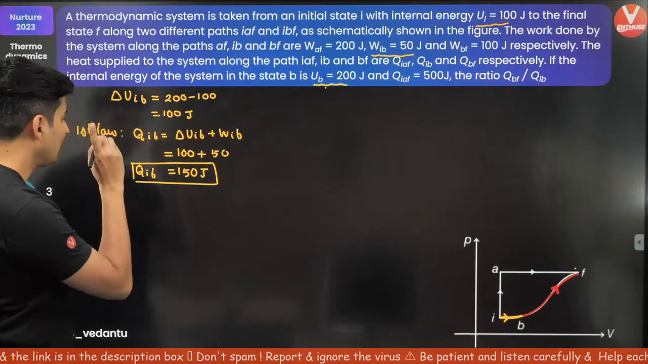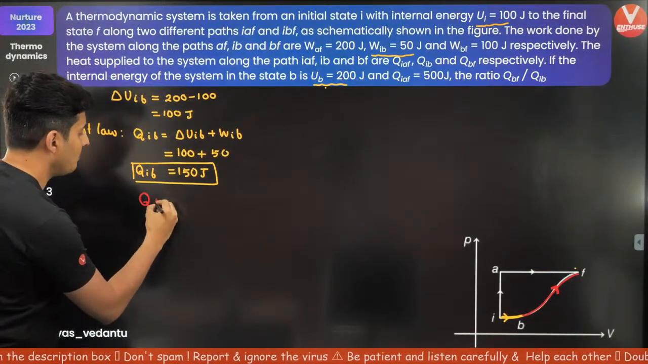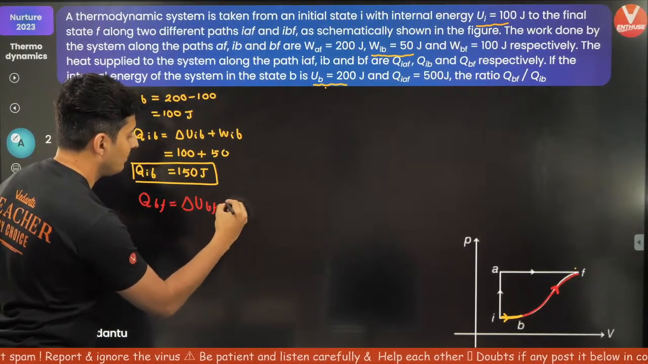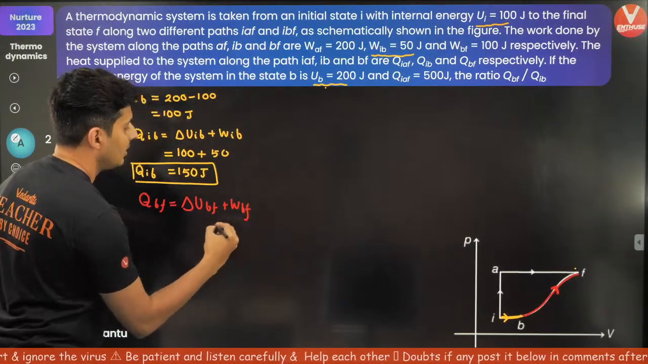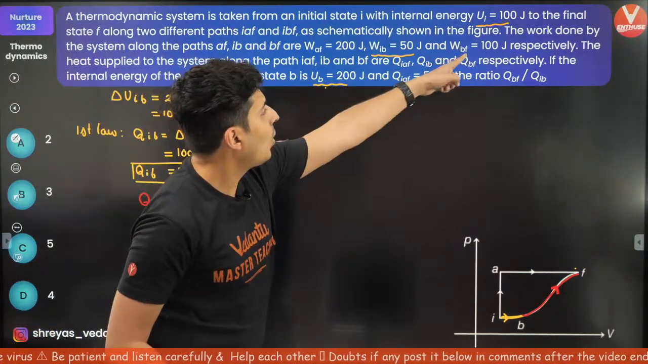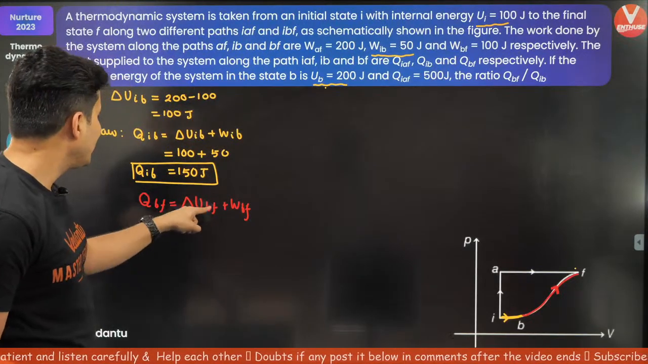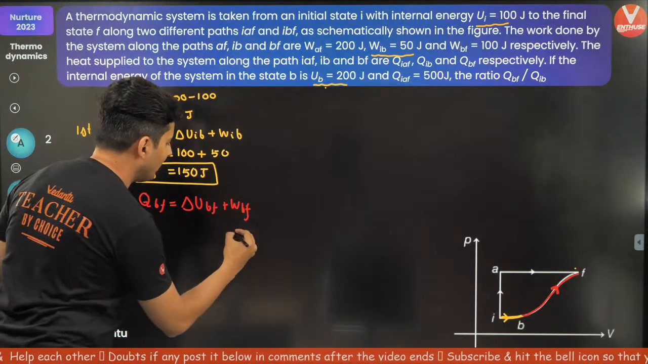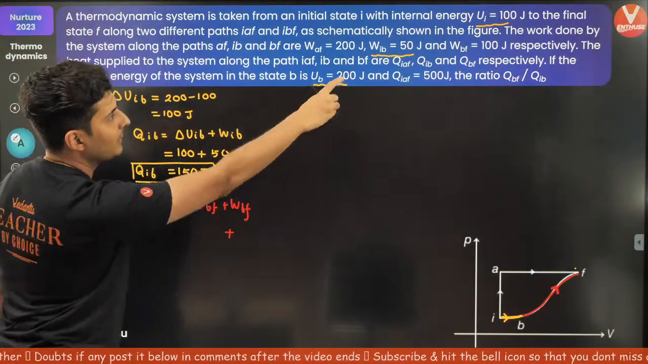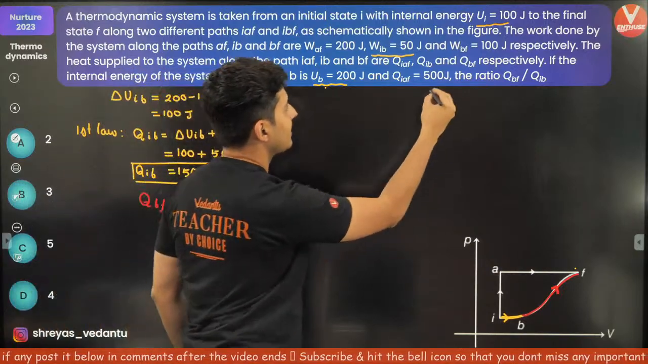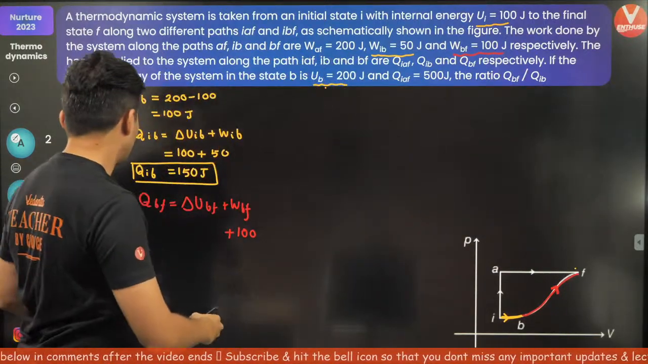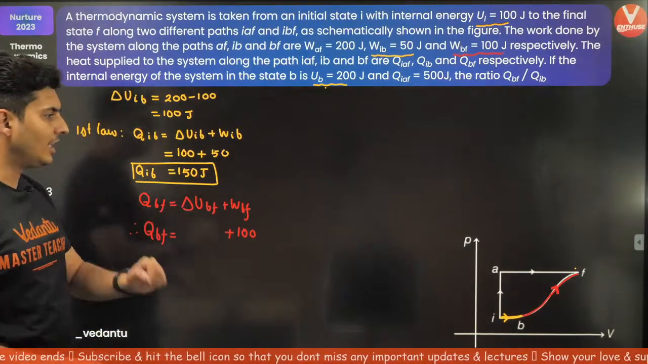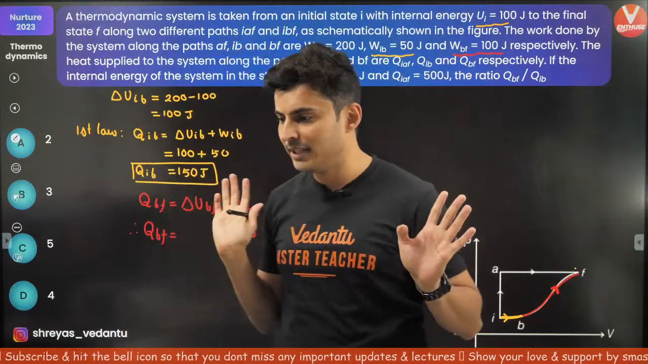From B to F, if I have to go, I should write QBF will be equal to delta UBF plus WBF. Oh, I know WBF. Delta UBF, I don't know that. I just know WBF. WBF is nothing but from there, it is 100 joules. Can you see that? This is 100 joules. So in order to find QBF, I just need one more thing, and that is delta UBF. Everybody clear till this point?